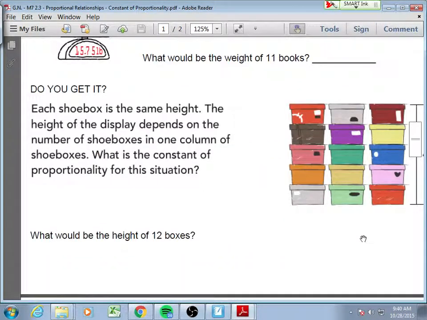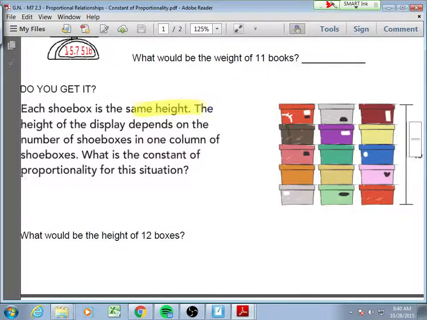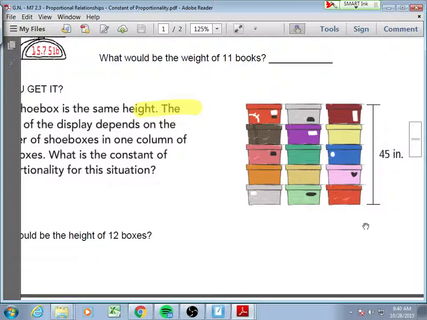So we've got these boxes. Each shoebox is the same height. The height of the display depends on the number of shoeboxes. Well, duh. The more shoeboxes we stack, the taller it's going to get. So what is the constant of proportionality in this situation? To know that, we'd have to see that 45 inches out here. So I'm going to move my label over here.